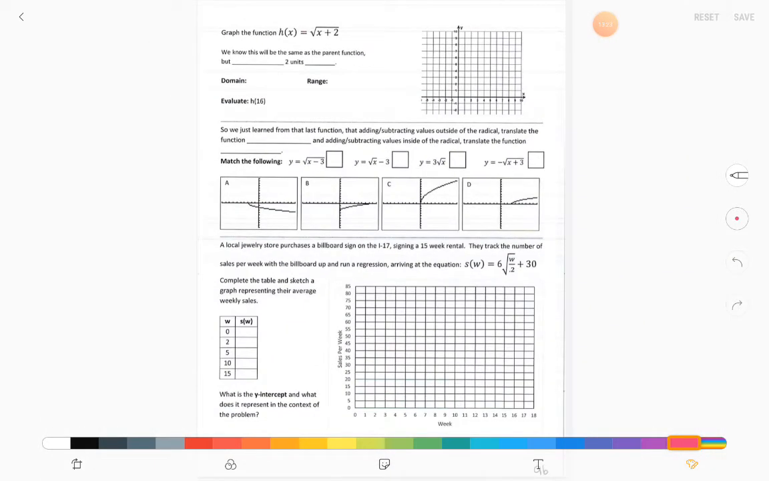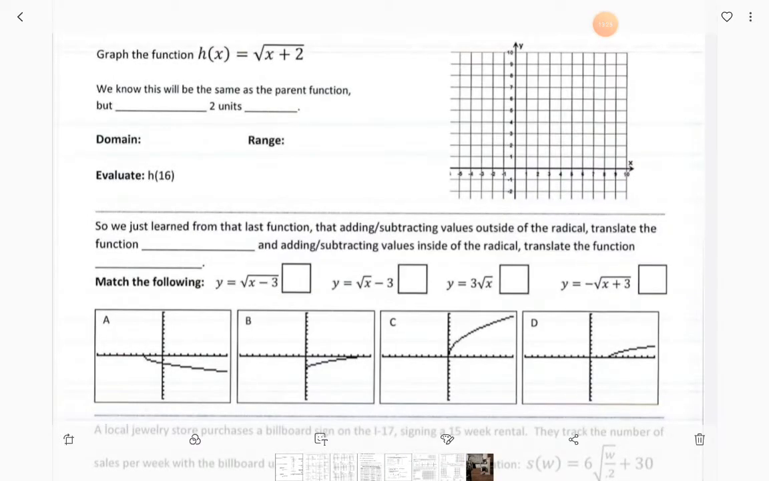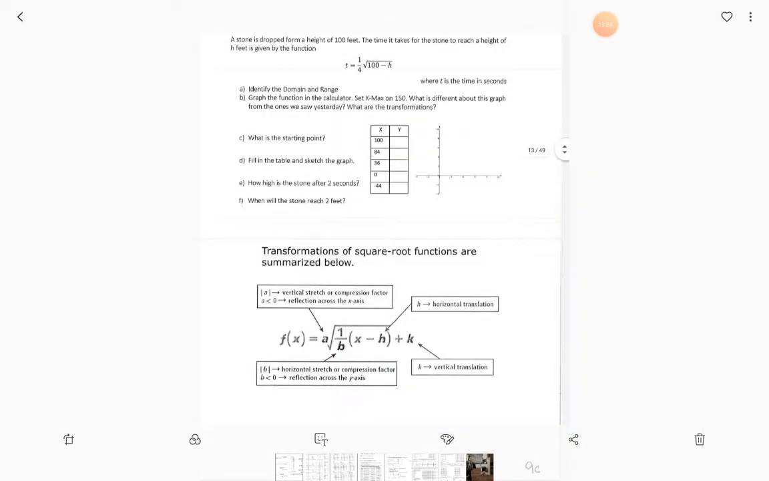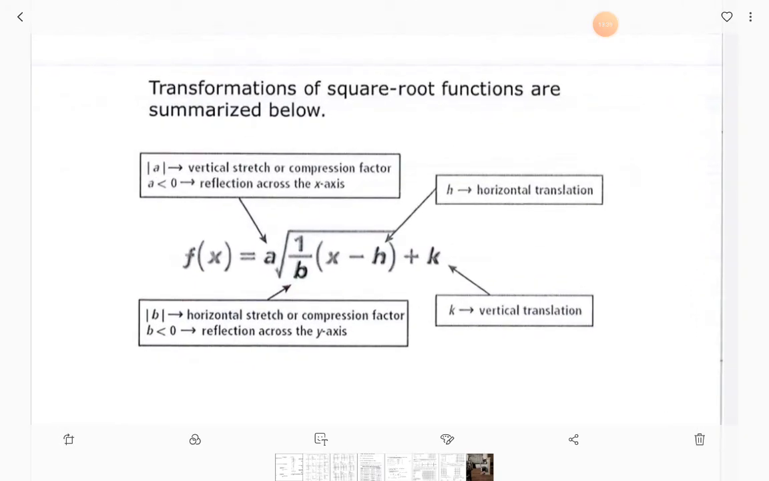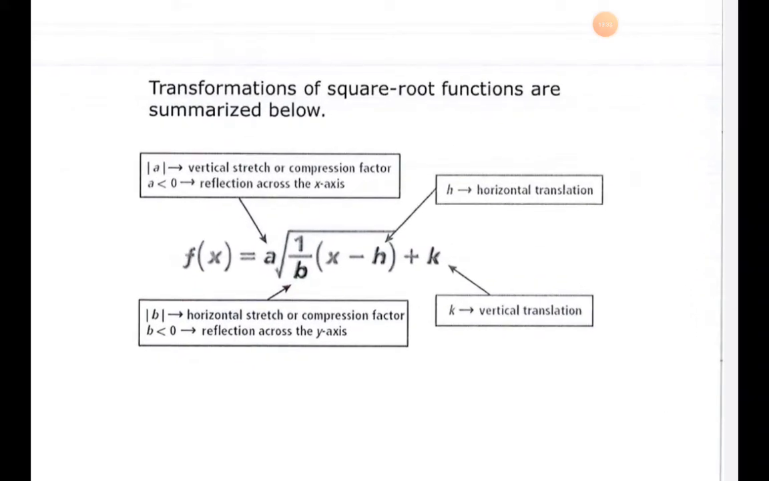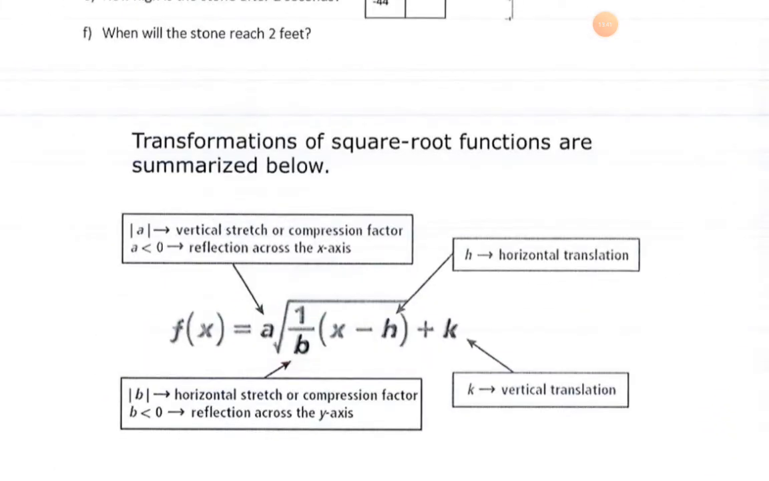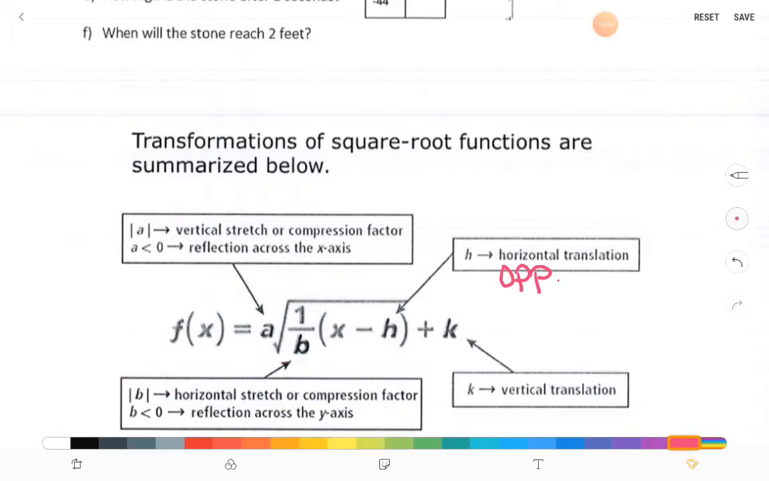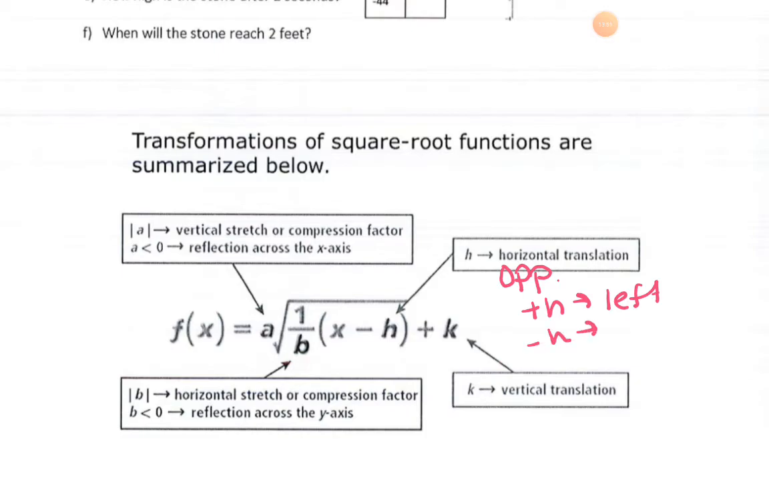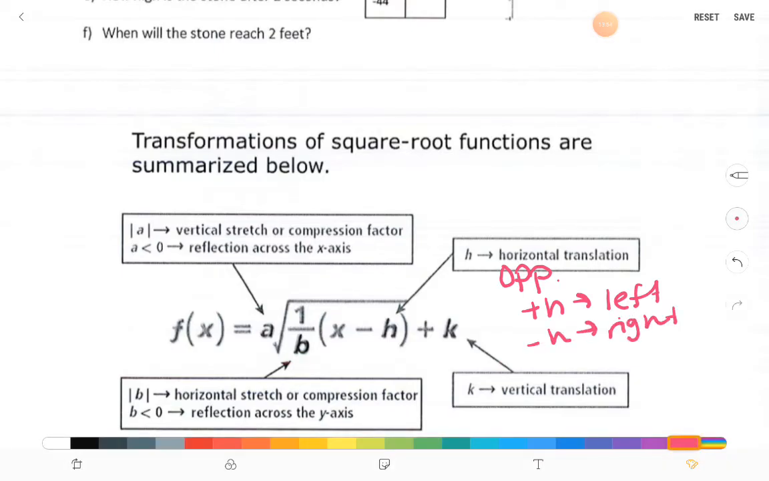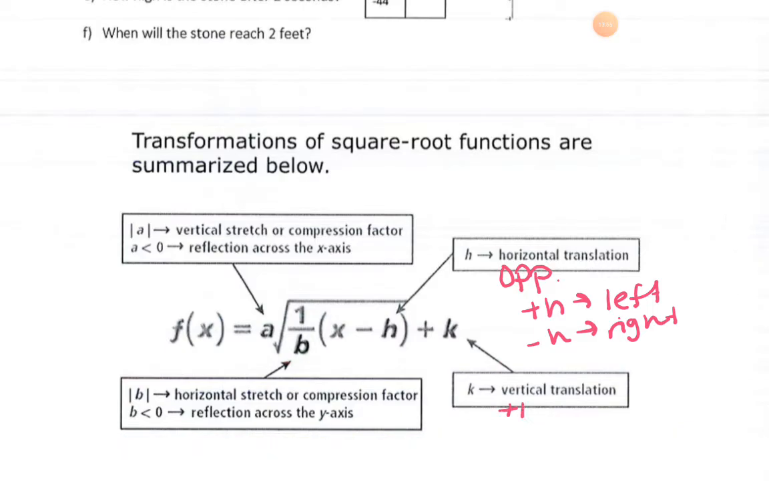Okay, so that is a lot of what this lesson is going to be about, is just transforming these functions. We have talked about this before, so I'm hoping you guys are a little bit comfortable with this concept of having that h value. Remember, the h value is horizontal. This is opposite. So if it's a plus h, it's going to go to the left. Minus h is going to go to the right. K goes up and down, plus k goes up, minus k goes down.